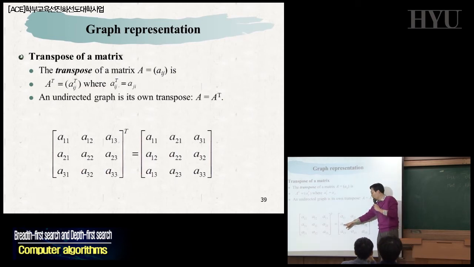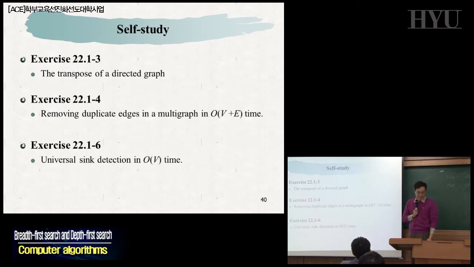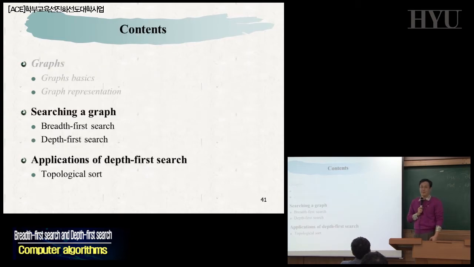So if these two things are swapped, if this is 1, in the transpose matrix, this is 1. So edge directions are transposed. Some self-study questions. Okay, now I'll explain breadth first search and depth first search.